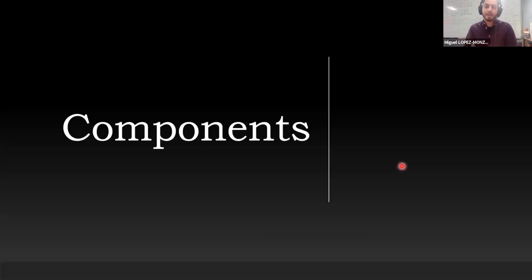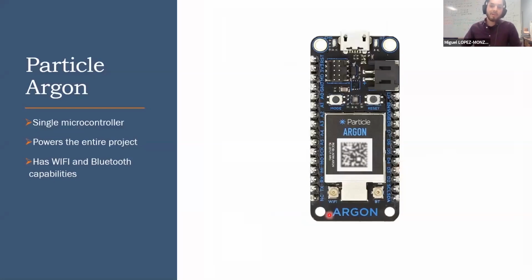So right now I'm going to be speaking about the components we used today. I'm not really going to go into depth about them. I'm just going to explain what they did and how they helped in the project. So the Particle Argon is the microcontroller that we, as a class, are using for our final project. We are only using one today. It powers everything, so it's very handy to have.